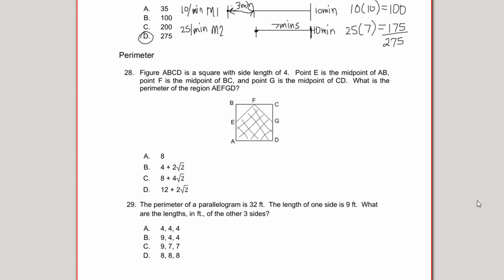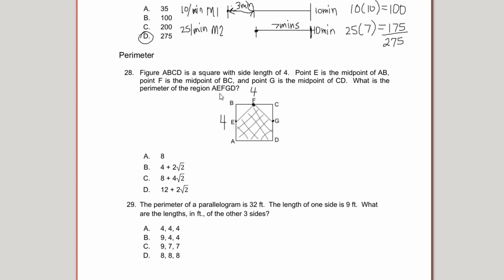Now let's take a look at some perimeter questions. Number 28 says figure ABCD is a square with side length of 4. So I'm going to go ahead and label that. Side length of 4, side length of 4. Point E is the midpoint of AB. That's right here. Point F is the midpoint of BC. And point G is the midpoint of CD.